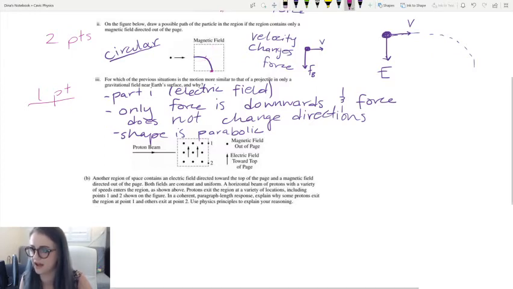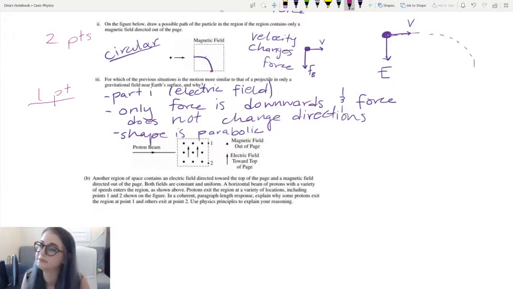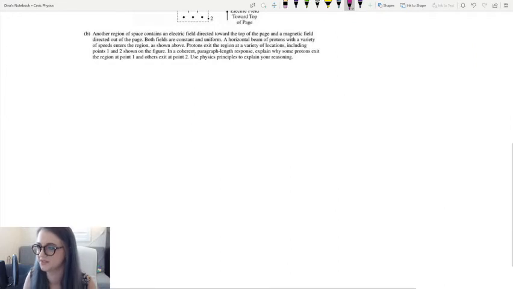And then if we look at part 3, 1 point for indicating the motion of the electric field is similar to a projectile because the force or acceleration is always down, and the shape is parabolic. So it's kind of our scoring for the first 3 parts. Let's do part B, which is our paragraph length response.